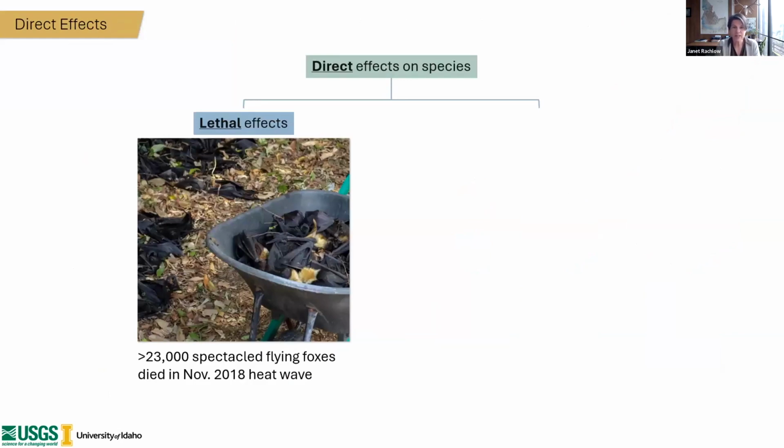So Lindsay had mentioned direct effects, and we'll just really quickly go over what we mean by some of those direct effects. I think the most obvious is lethal effects, and in your poll, about 27% of you indicated that you were concerned about direct lethal effects of climate change. There have been some really sad examples recently out of Australia. A few years back, in one heat wave, over 20,000 spectacled flying foxes just overheated and died. That was about a third of the population of that species. So that's a really dramatic example of a mass mortality and a lethal effect.